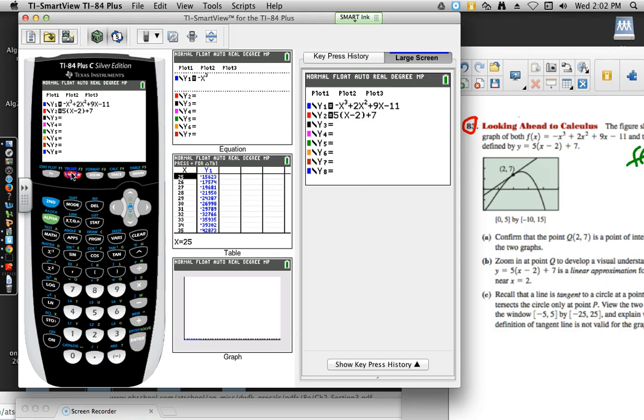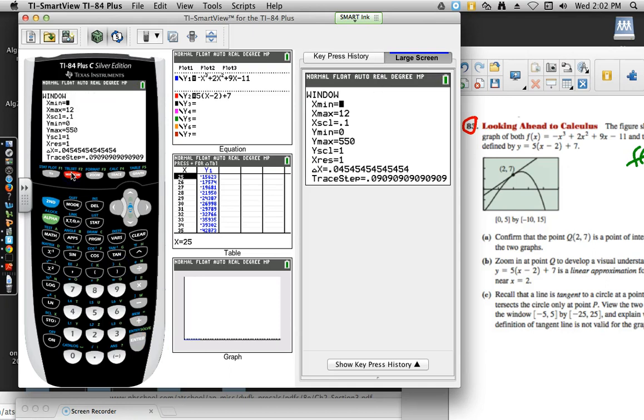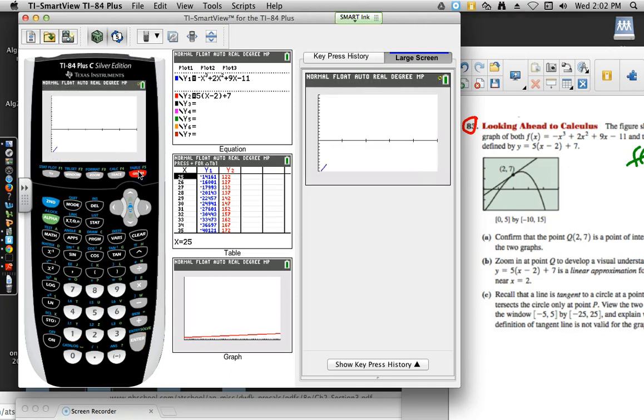And their viewing window. They said, let's go, the x is from 0 to 5. Oops, it did not enter. 0, 5. I'll just go by ones. And then we want negative 10 to 15. Didn't take the 1. There we go. Graph. So that's the look that they're giving us right there.